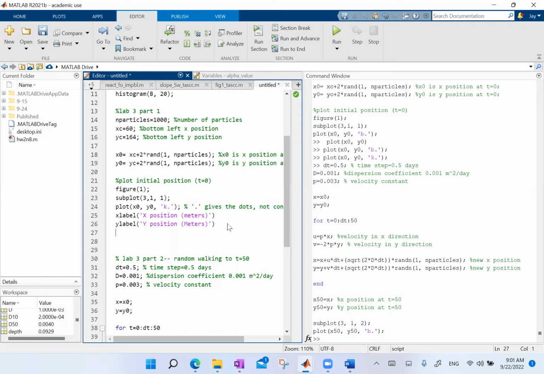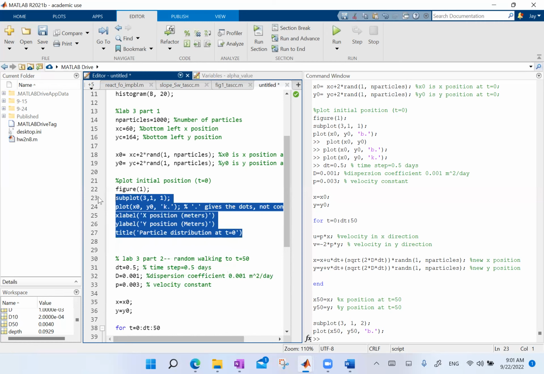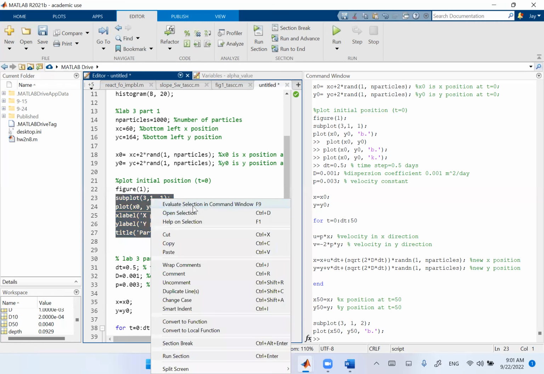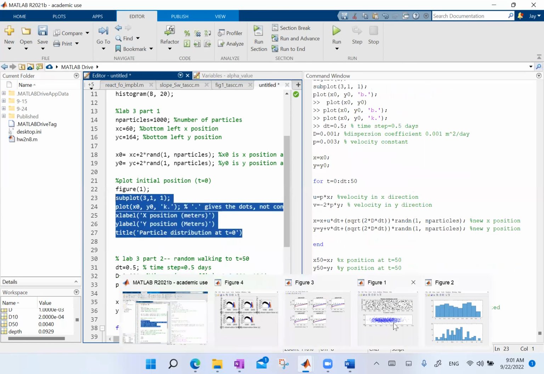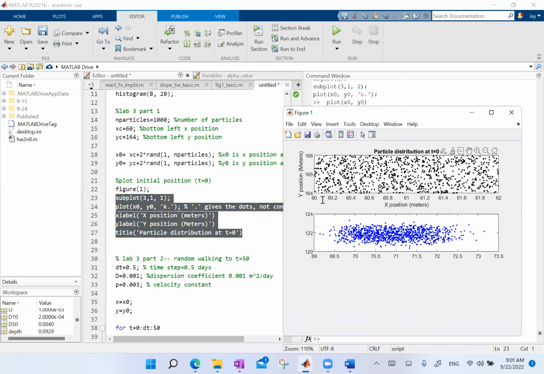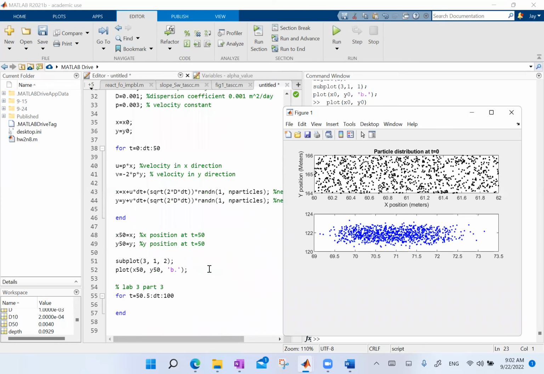I know there's a question. I'll just get to it in just a minute. So title, I'm going to say particle distribution at t equals 0. So if I rerun this part, I should have those added. As you can see, I have X position, Y position, and particle distribution as the title. And you do the same thing with the second subplot. You add it right after you plot the X50, Y50, and then that should give you this.